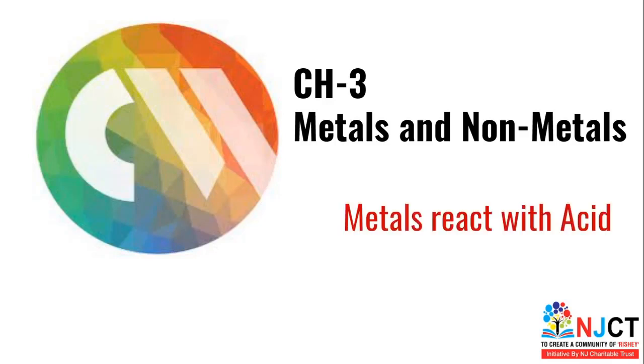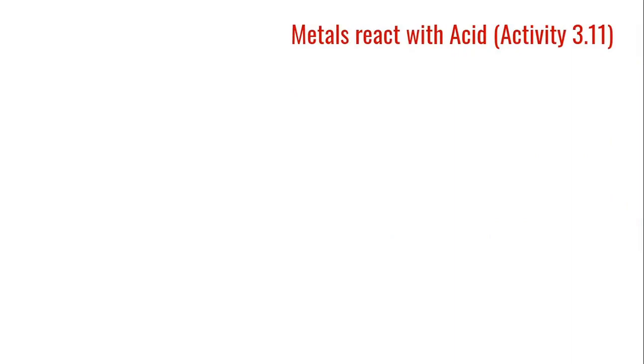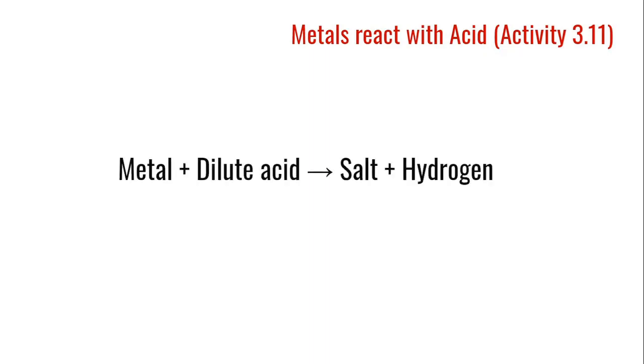What happens when metals react with acid? We will learn today in this video, and we will perform an activity to see the reaction of metals with acid. So let us start the activity 3.11 as named in your textbook. You have already learned that metals react with acids to give a salt and hydrogen gas. So whenever the metal is reacted with dilute acid, it gives salt and hydrogen.